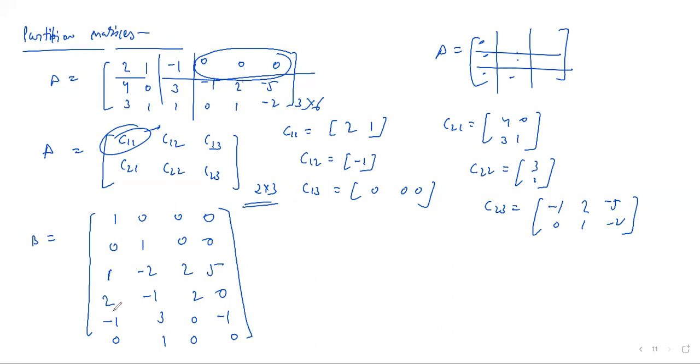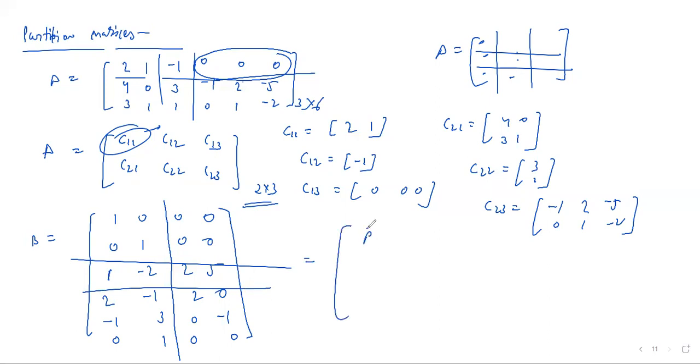So this is my matrix B, and if I want to partition this matrix, let's say I am partitioning it like this. Now this matrix B can be written as D11, D12, D21, D22, D31, D32, where the corresponding elements of D11 is this, D12 is this, D21 is this, D22 is this, D31 is this, and D32 is this.